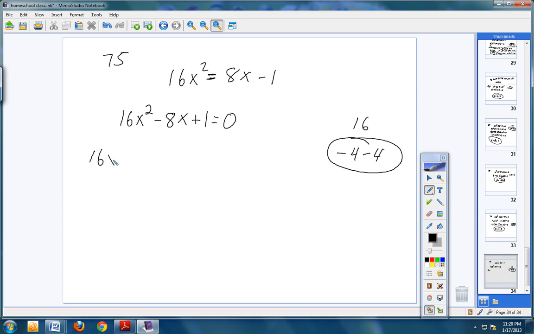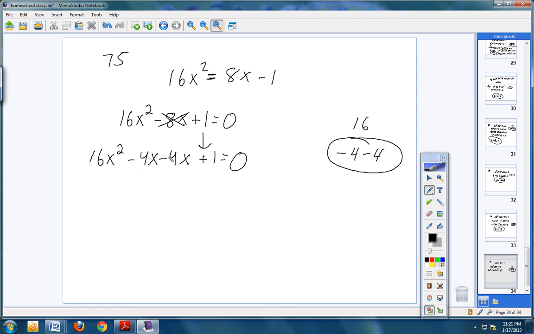So remember what to do. We bring down the 16x squared. We do not bring this down. We put negative 4x, negative 4x, and then we bring the 1 down and make it a positive 1. Okay, now hopefully you remember what to do from here.